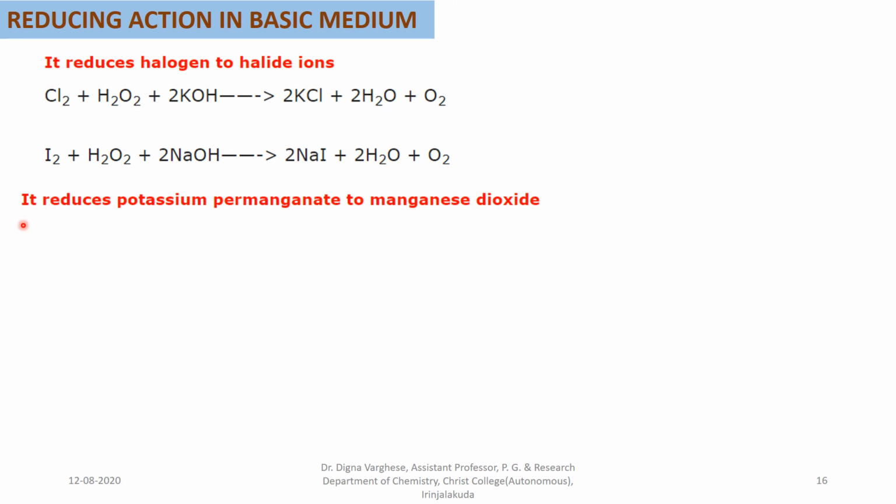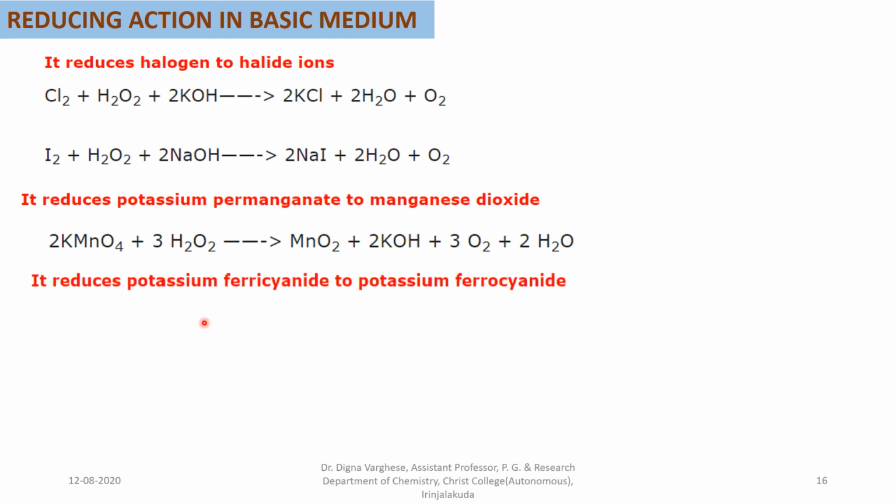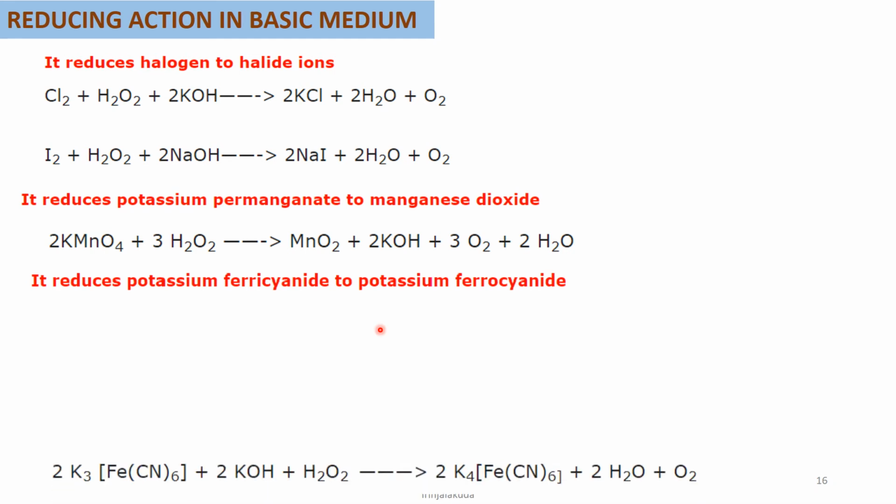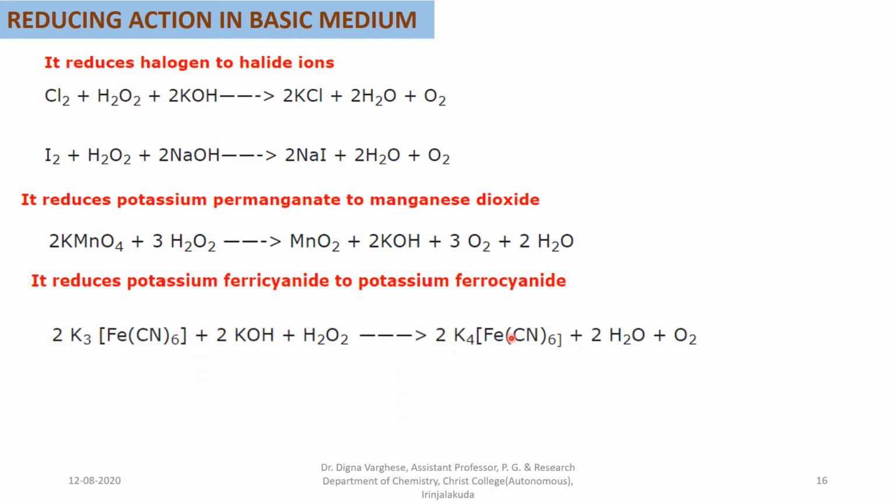It reduces the potassium permanganate to manganese dioxide, and it reduces the potassium ferricyanide to potassium ferrocyanide. Here Fe3+ is converted into Fe2+. It is also involved in some addition reactions.